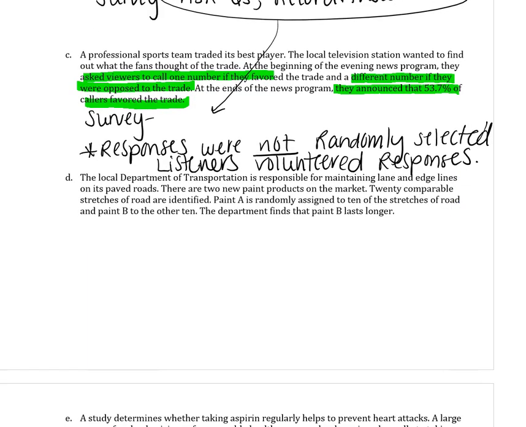The local Department of Transportation is responsible for maintaining lane and edge lines on its paved roads. There are 2 new paint products on the market. 20 comparable stretches of road are identified. Paint A is randomly assigned to 10 stretches of road, and paint B to the other 10. The department finds that paint B lasts longer. The key here is that they have 20 stretches of road, and 10 of them are randomly assigned a certain paint. That random assignment is telling me this is an experiment.